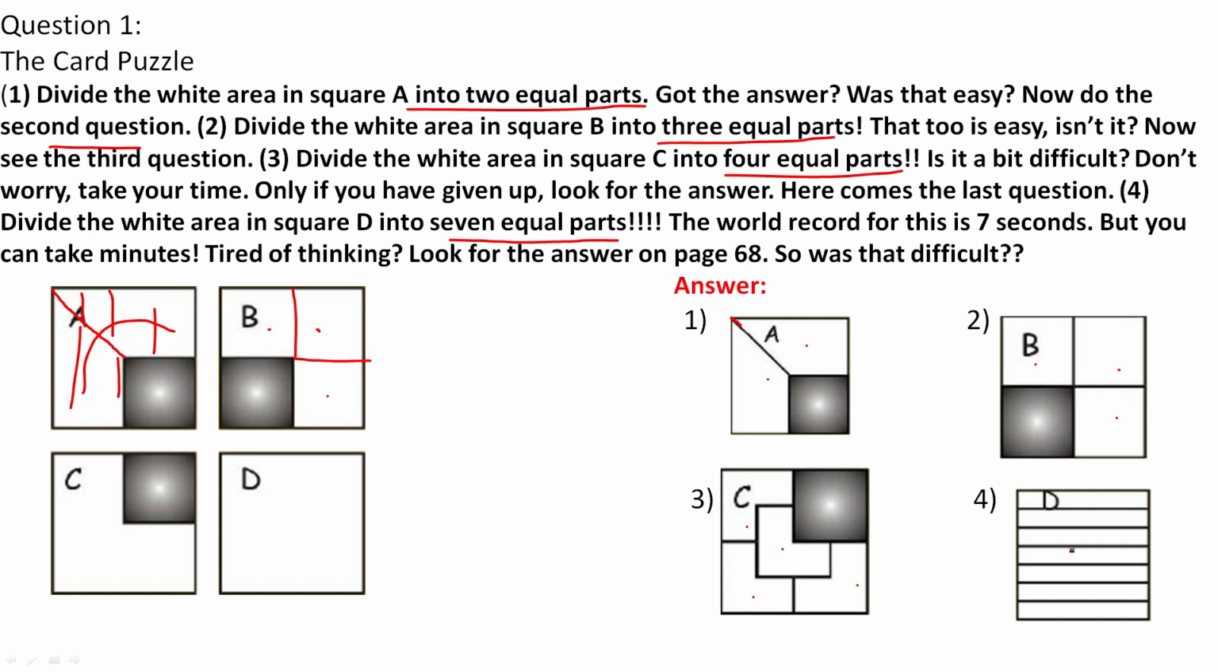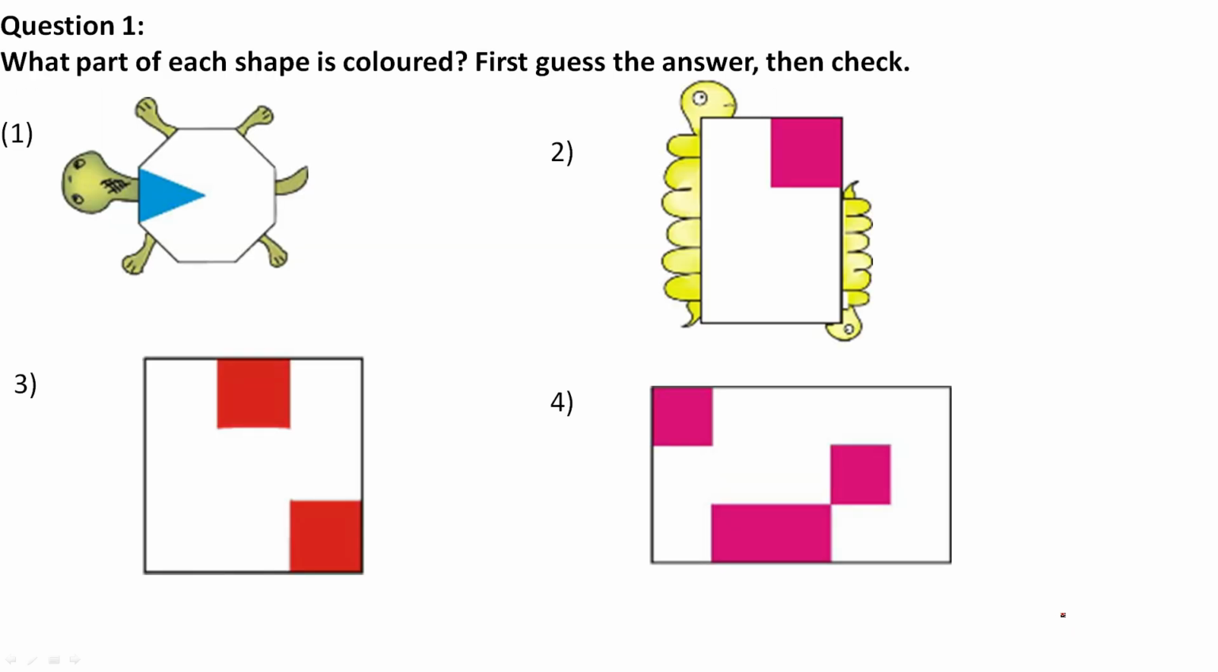Fourth one, D, 7 equal parts. So you can divide into 7 equal parts. 1 2 3 4 5 6 7. So the fourth is divided into 7 equal parts.